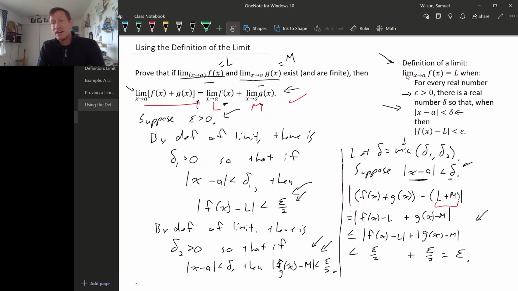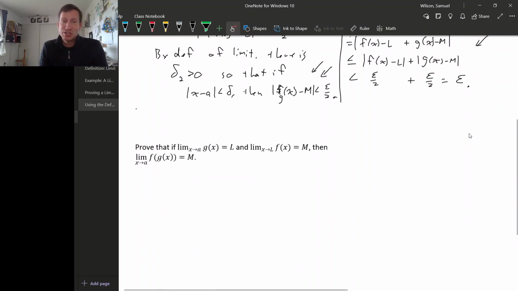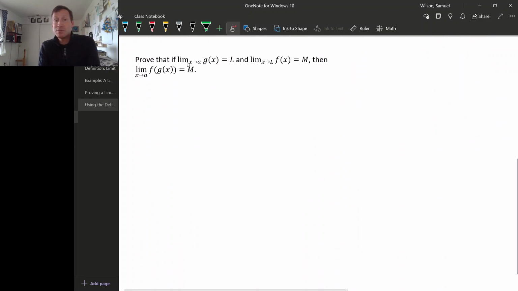Let's see how we can use the definition of a limit to prove this composition property. The composition property of limits is that if you have a function g whose limit at a is L, and you have a function f whose limit at L is M, then the limit of the composition at a is M. So this seems plausible, but you have to prove it. Without the precise definition, it's not really clear why this is true, I think.